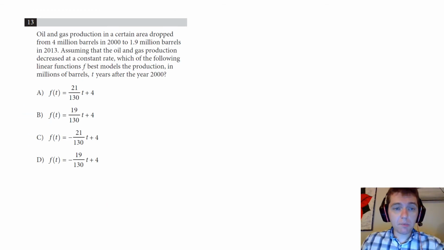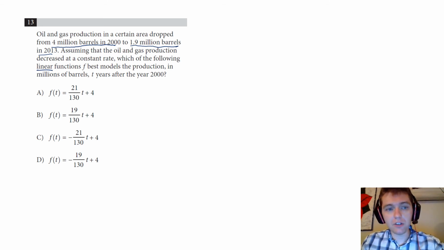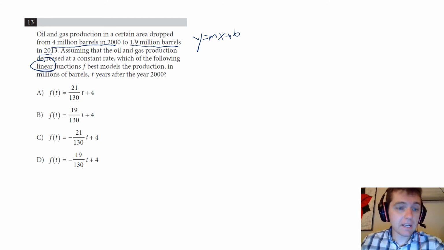Problem 13. Oil and gas production in a certain area dropped from 4 million barrels in 2000 to 1.9 million barrels in 2013. Assuming that the oil and gas production decreased at a constant rate, which of the following linear functions F best models the production in millions of barrels t years after the year 2000? The tip-off in this problem is they say linear function, which means you'll be invoking your equations of a line. In this case, the y is equal to mx plus b form, the slope-intercept form. And you can tell that looking at all these possible solutions, these are all in slope-intercept form, where you have the slope here and the intercept here.